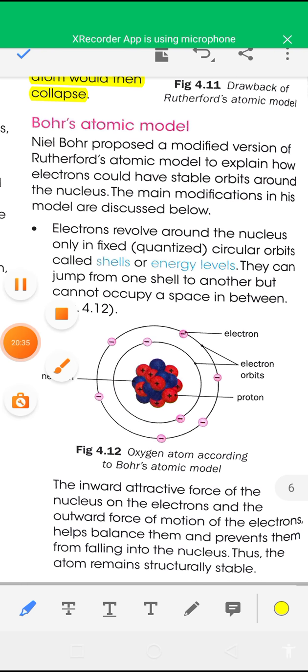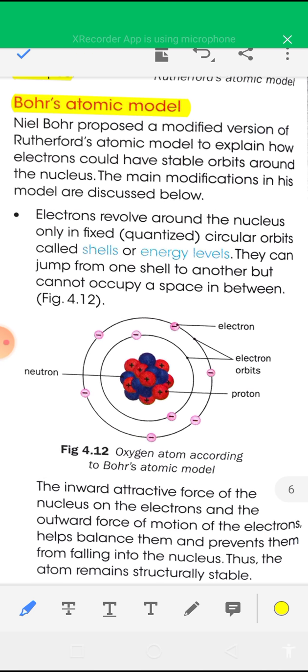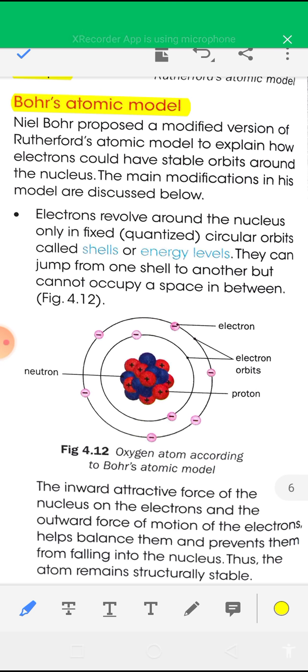And later scientist Niels Bohr gave an atomic model. Niels Bohr proposed a modified version of Rutherford atomic model to explain how the electrons could have stable orbits around the nucleus. And the main modifications in this model are discussed here. You can see the main points of Niels Bohr atomic model.